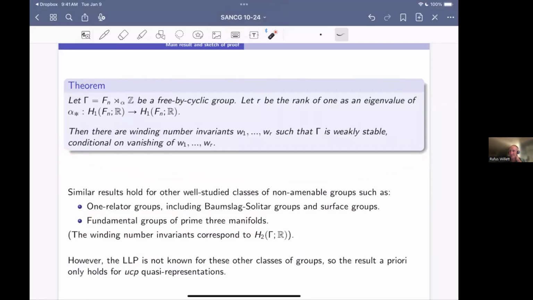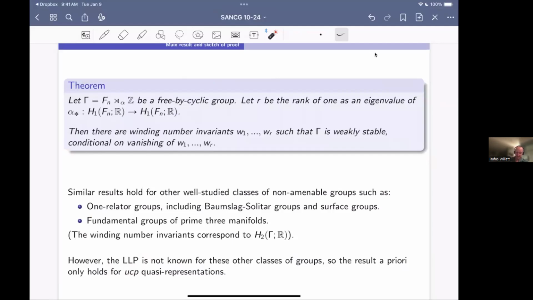So, what's the meaning of the last sentence? What does it mean that the result holds for UCP quasi-representations? Yeah, so it means that this weak stability means that for any epsilon quasi-representation, there is a delta, so that if all these winding numbers vanish, and so on. You just need to add the UCP. You need to start with the UCP quasi-representation. So the first step was to take an arbitrary quasi-representation and use the LLP to approximate it by a UCP quasi-representation. That step doesn't work. However, if you just start with a UCP quasi-representation, the rest goes through.